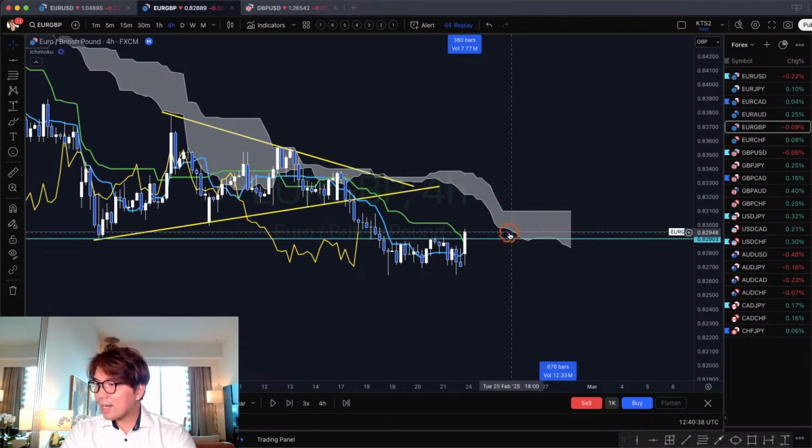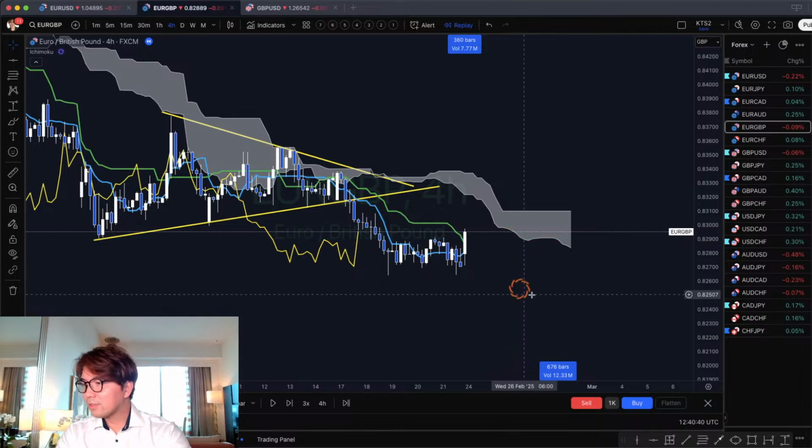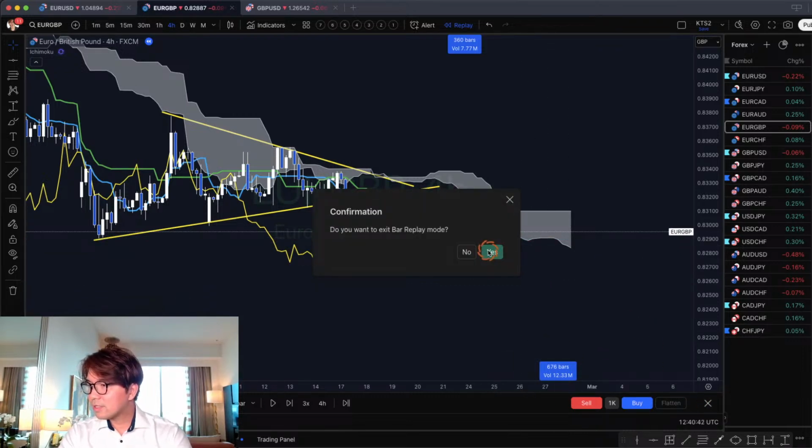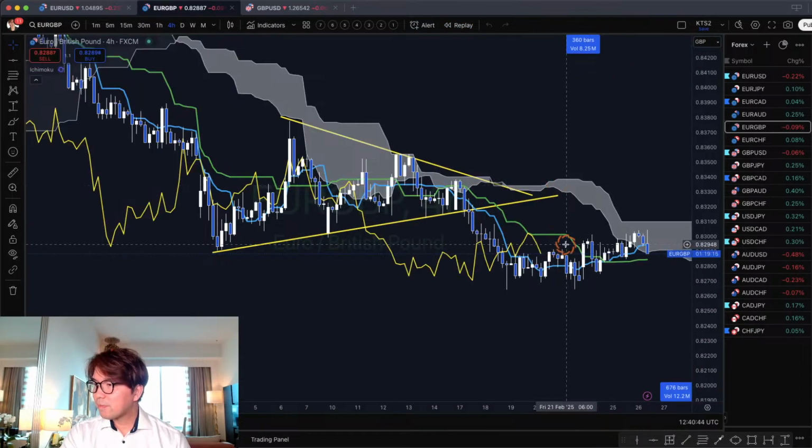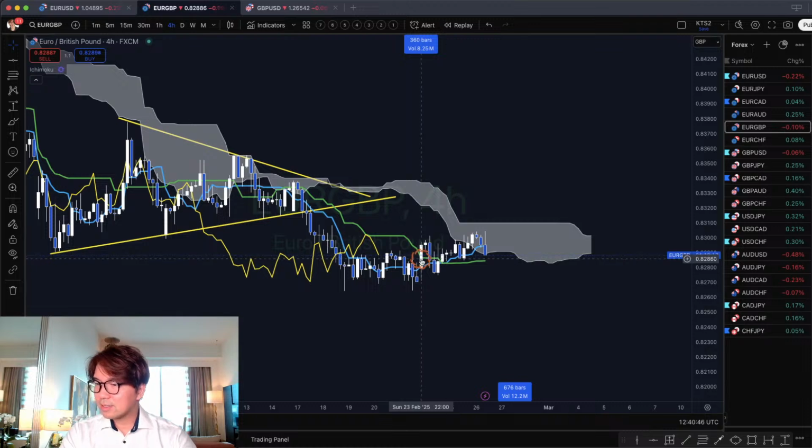But anyways, this Euro Pound, let me just finish the bar play. Now again, it's going into the Kumo in 4 hours, so I say it's range. So no trade at the moment.